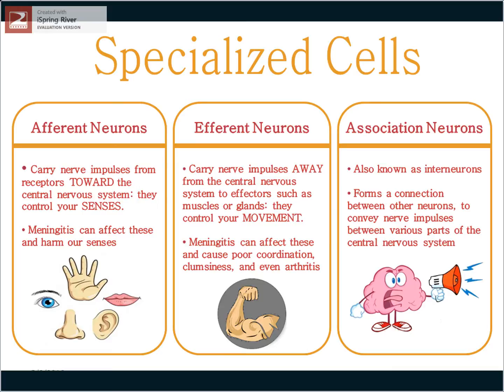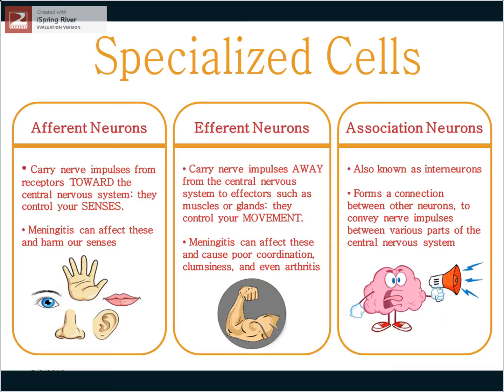There are 3 specialized cells that meningitis affects. The first are afferent neurons, which carry the nerve impulses from receptors towards the central nervous system. These neurons control your senses. Efferent neurons carry the nerve impulses away from the central nervous system to effectors, such as muscles or glands. These control your movement. Therefore, meningitis can affect these and cause poor coordination, clumsiness, and even arthritis.